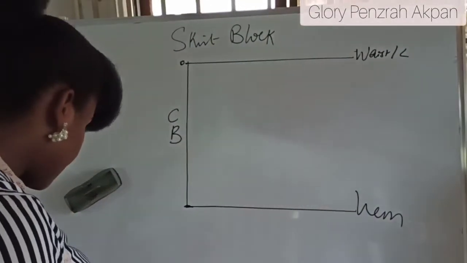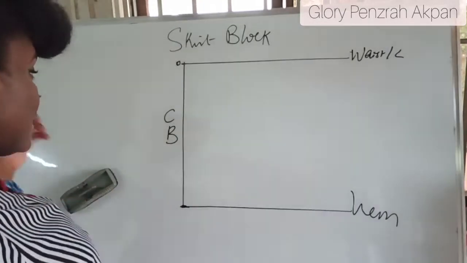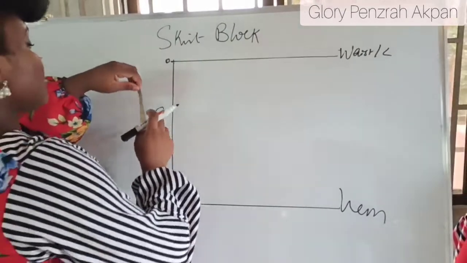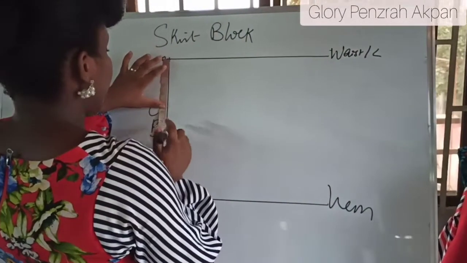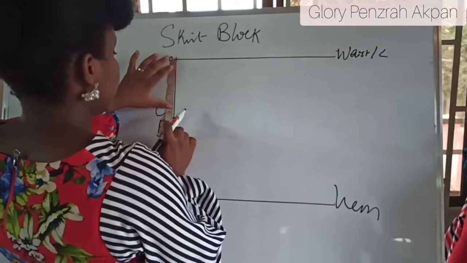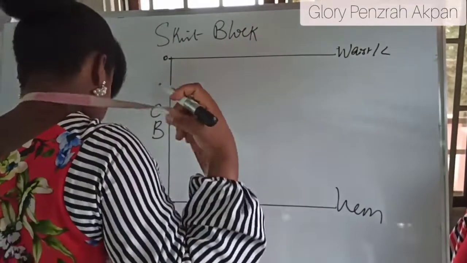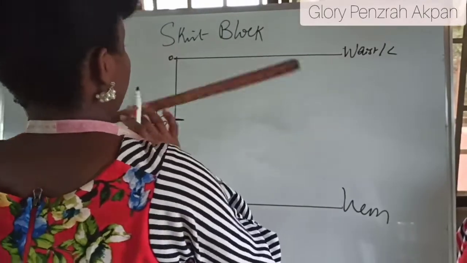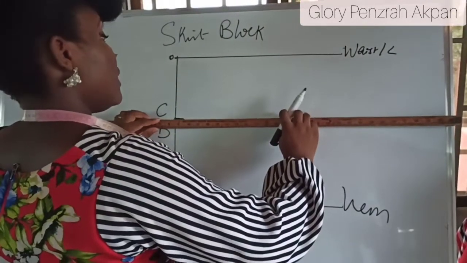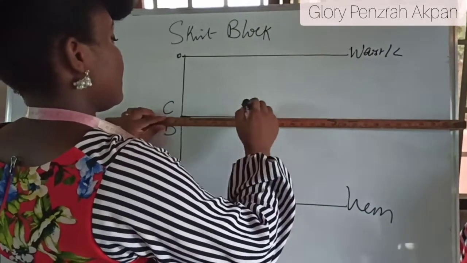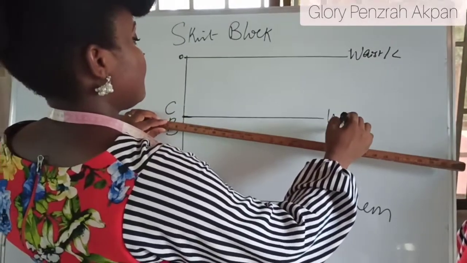Using your hip depth, we are going to also get the hip line. So placing your tape on the center back line, you're going to mark the hip depth. And then using the ruler, you rule a horizontal line, and that's the hip line.